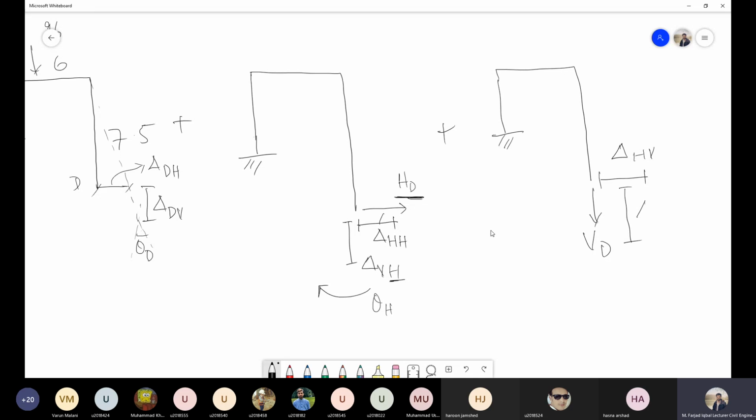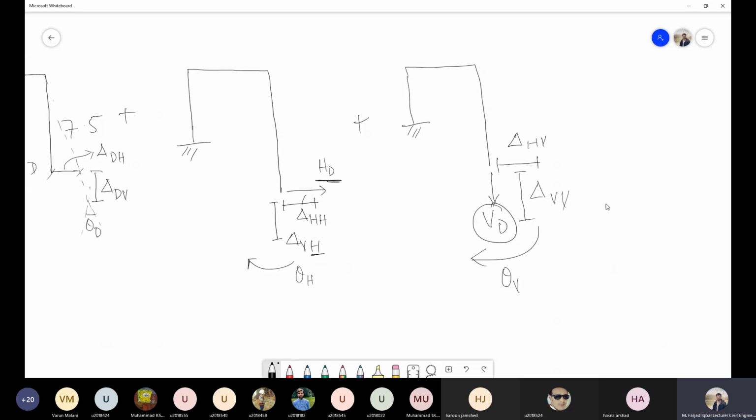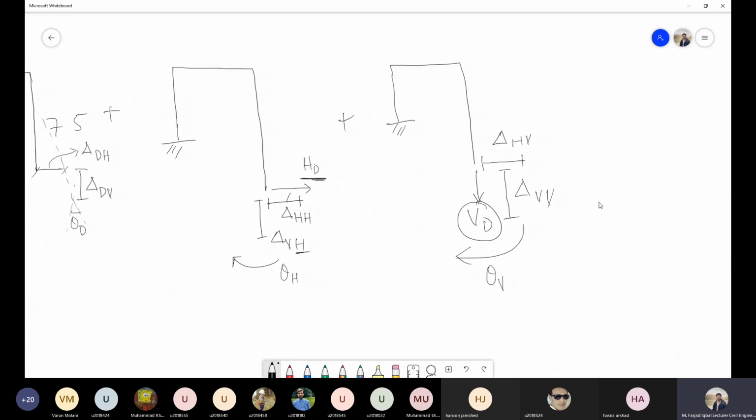Then we have this one. We can call this VV. That means the vertical deflection due to vertical load. And the third one will be this movement, and we can call this theta V. The rotation due to the vertical load VD, which we have applied on this particular one. You can name them or use any sign notation as long as you understand what you are doing. It's fine.